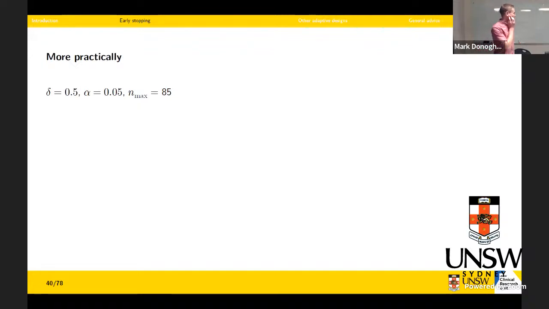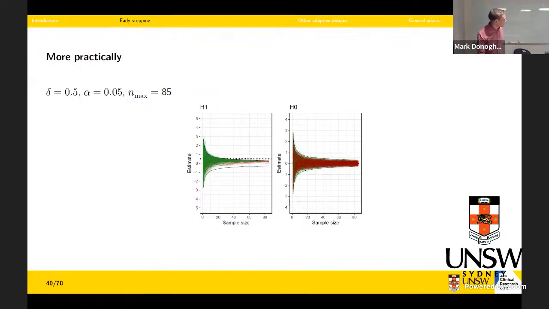So let's talk about a more practical example. Let's say we've gone to a statistician and they've told us that we need 85 samples to get 90% power in this situation where the true difference is 0.5. And so now I've compressed these two scenarios. So this is when the true difference is 0.5, 500 example studies. And on the right is when the true difference is 0. So again, 500 example studies with a sample size of 85, but we're checking after every new observation for significance.